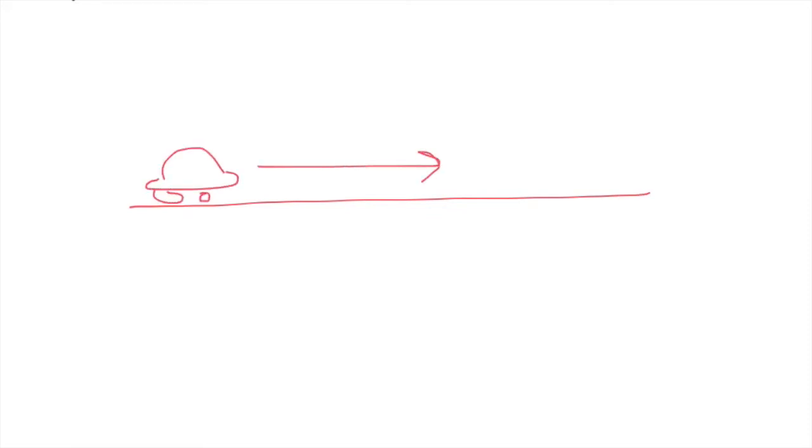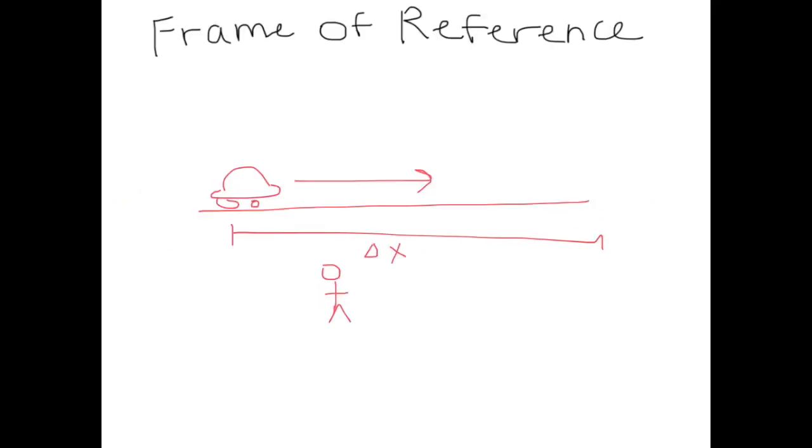This is a fixed perspective that you use to measure changes in position. For example, if we're measuring the motion of a car on the highway, our frame of reference might be by the side of the road, watching the car move. This allows us to measure the changes in position of the car, delta x. And we always have to make sure that the frame of reference is fixed for the entire problem.